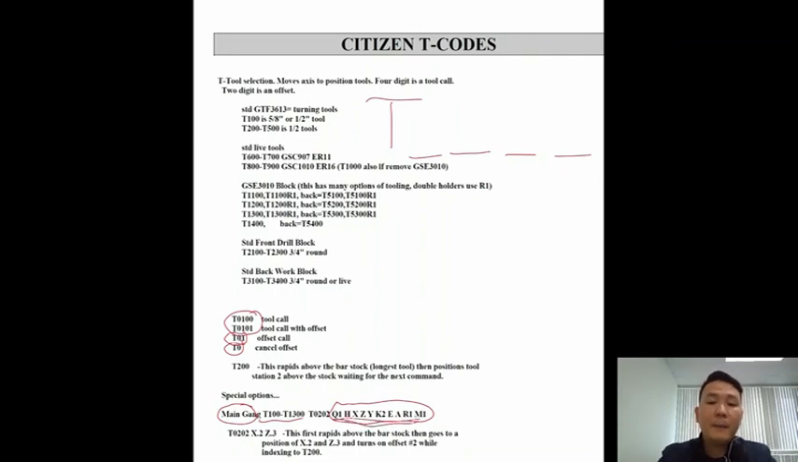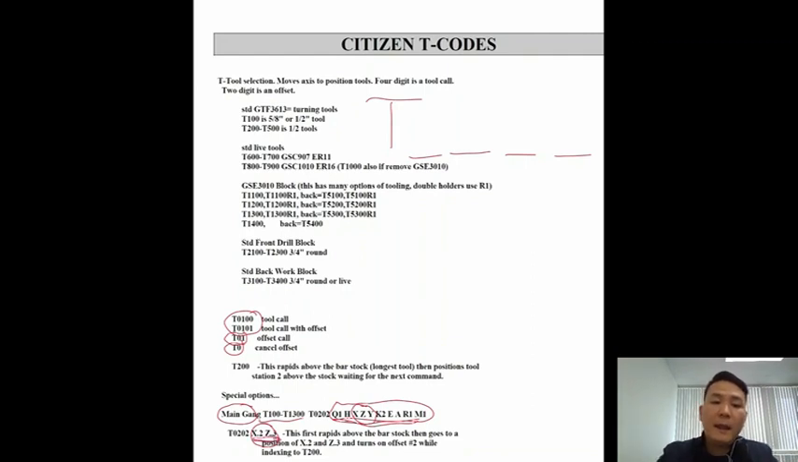First we're going to talk about the X, Z, and Y arguments. So if you have X, Z, and Y arguments after the tool call, first the tool will wrap above the bar stop, and then it will go to the position that you command right here.